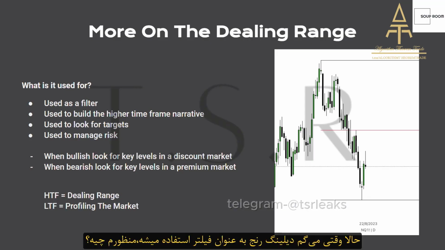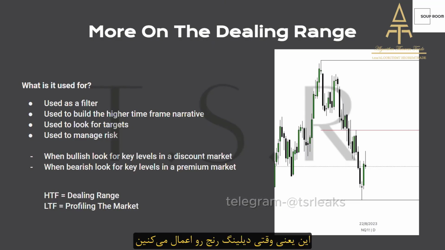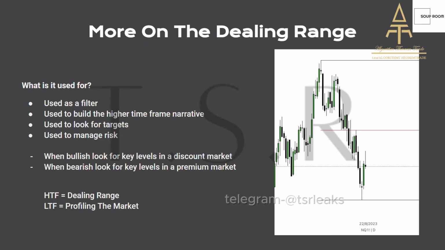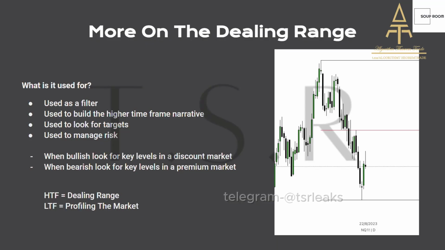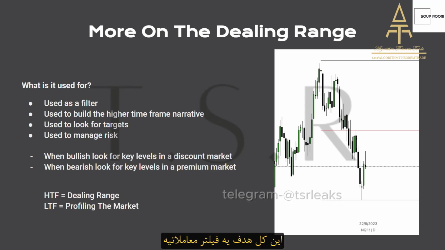Now, what do I mean when I say the dealing range is used as a filter? This means that when you apply the dealing range, there must be specific things that you are looking for. These specific things must validate or invalidate your trade ideas. Every time you apply a filter, it must invalidate or validate an idea. That is the whole point of a trading filter. The dealing range being one of these filters.